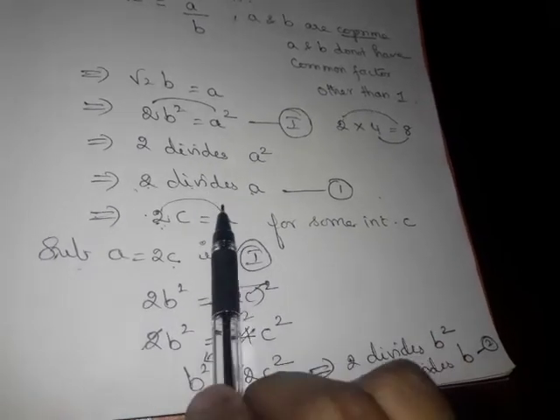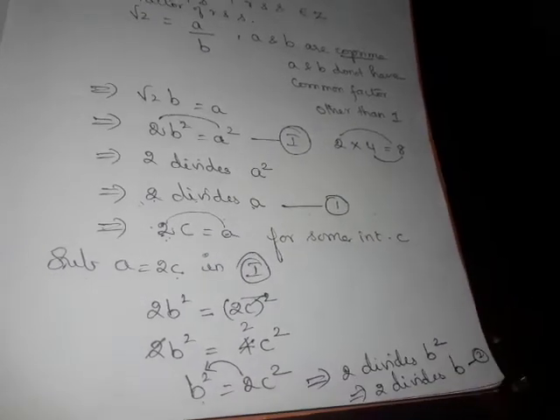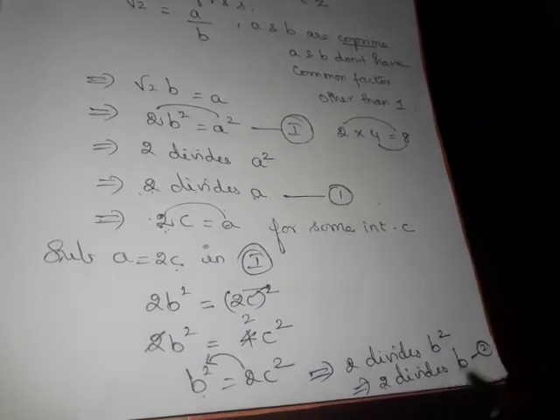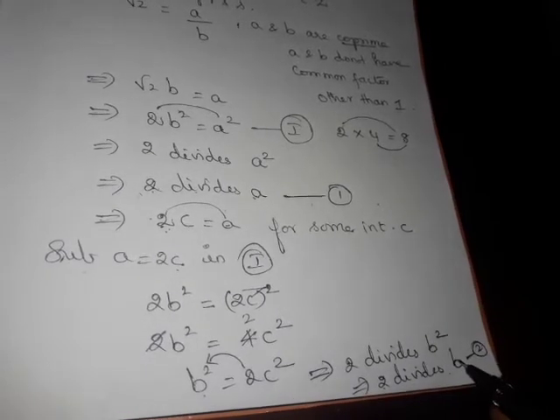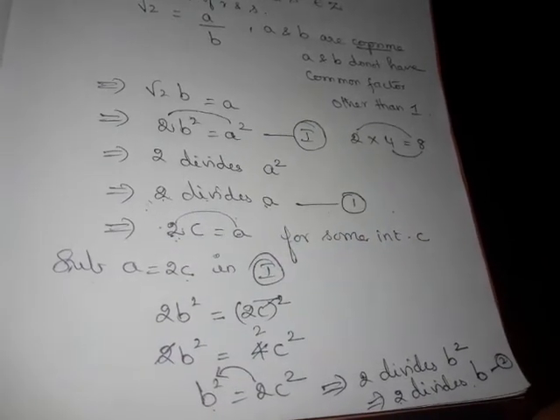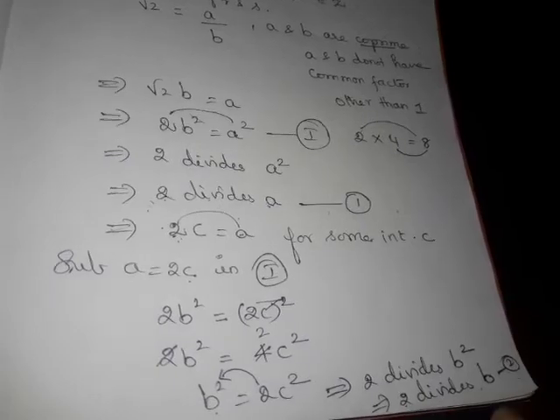Now what did you get in 1? 2 divides A, and now we got 2 divides B, which means A and B have a common factor as 2.